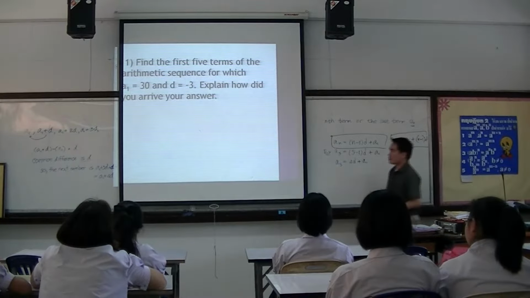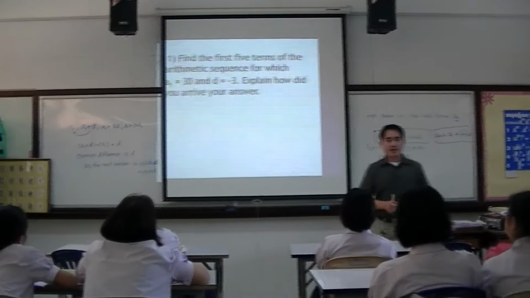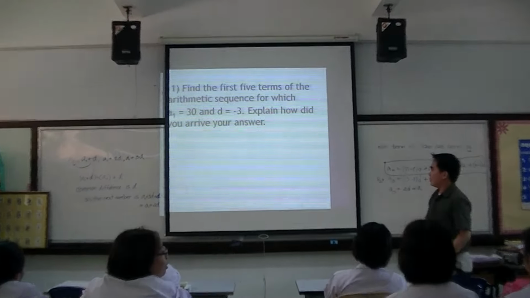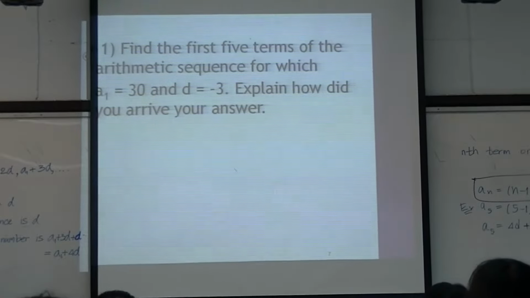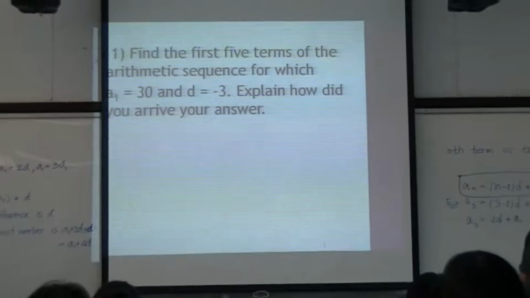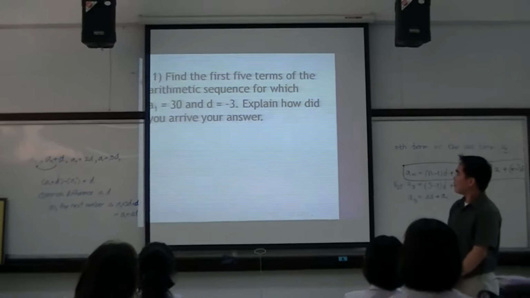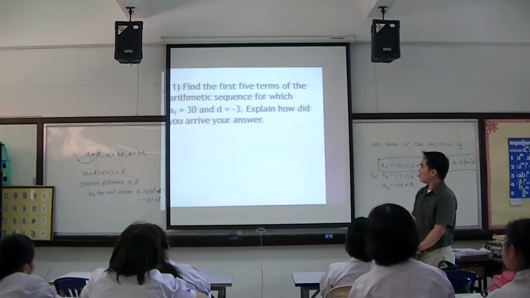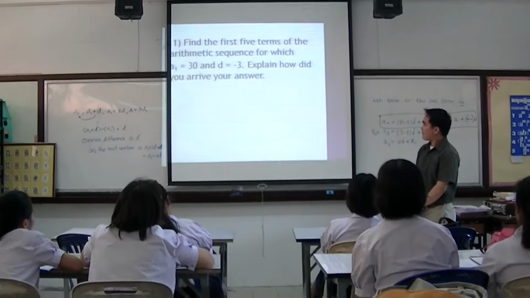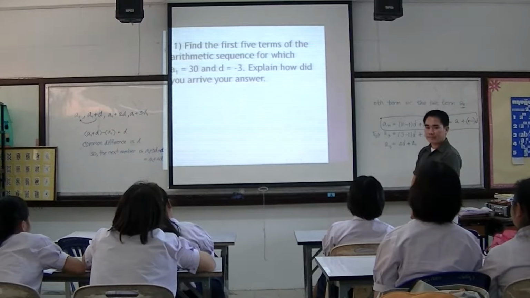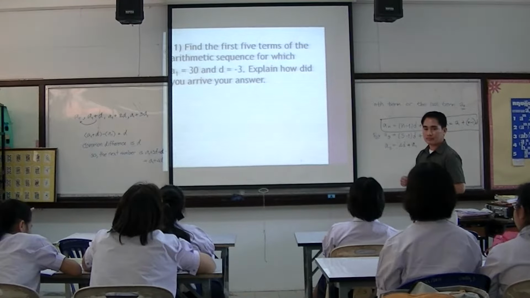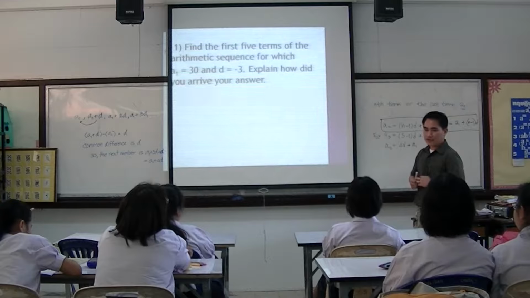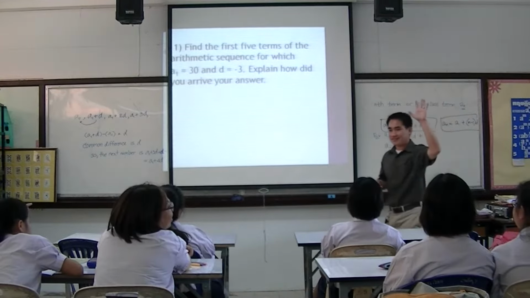Find the first, can you read? Give example. Find the first 5 terms of the arithmetic sequence for which A sub 1 equals 30 and D equals negative 3. Explain how you arrived at your answer. Alright? Did you understand the question?